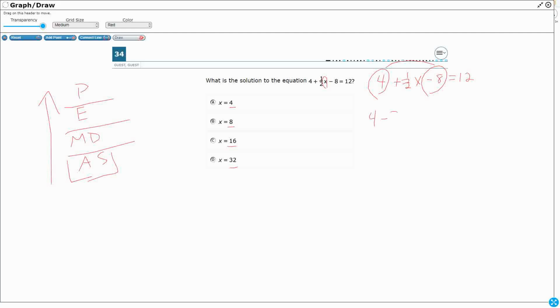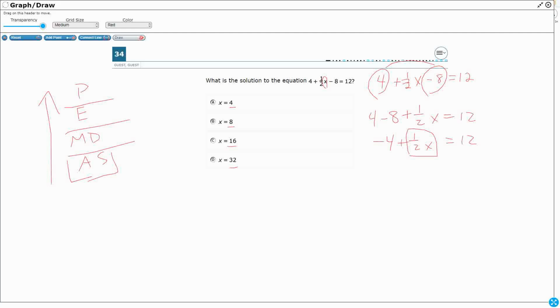I have a 4 minus 8 plus 1/2 x equals 12. I just move that over there using the commutative property. I can just switch the order. So 4 minus 8 is really -4. And so I need to combine those two terms. I can't combine the 1/2 x because it has an x in the term, so that's different. But this -4 is just a plain number with no variable.